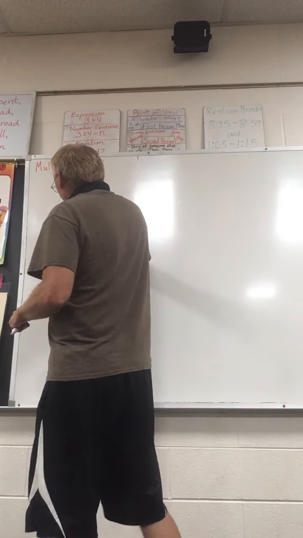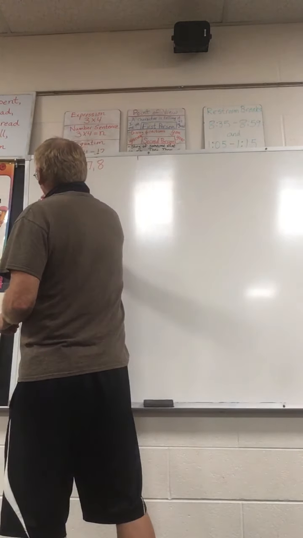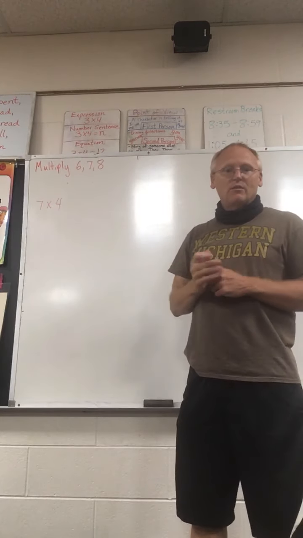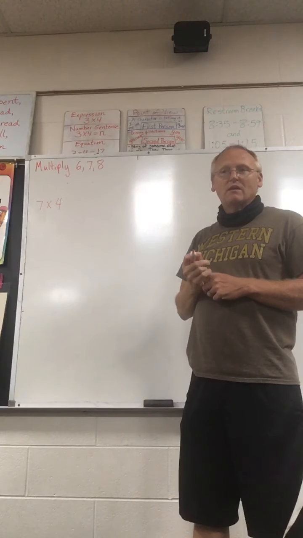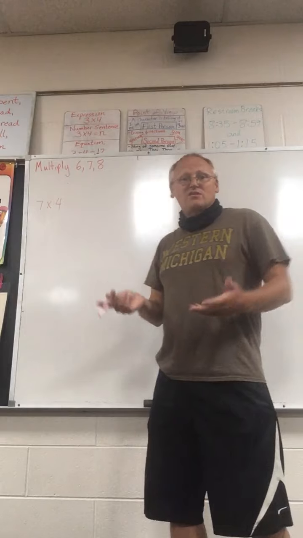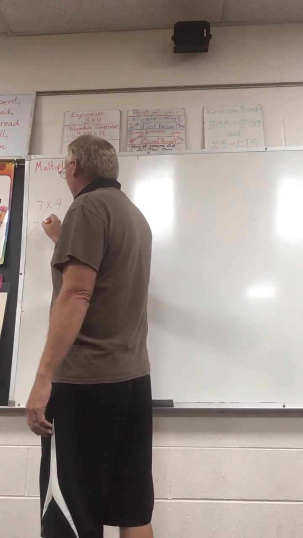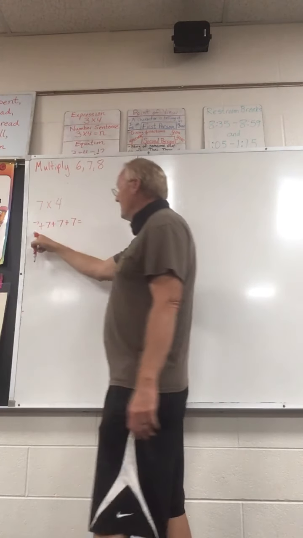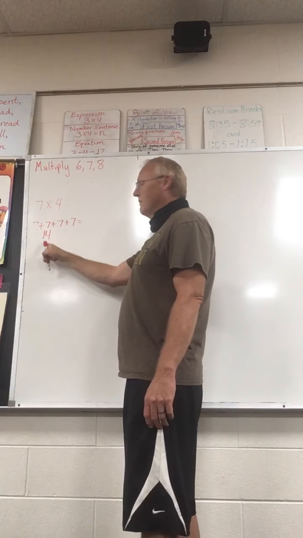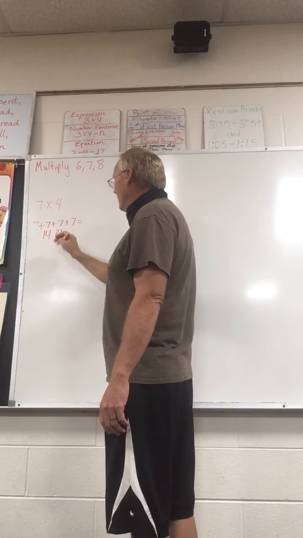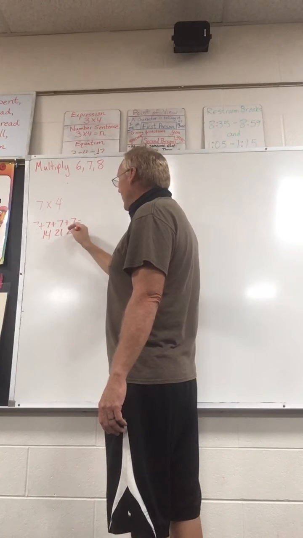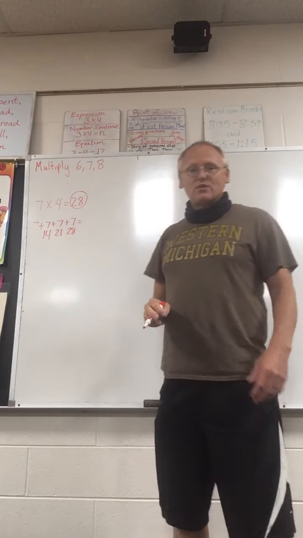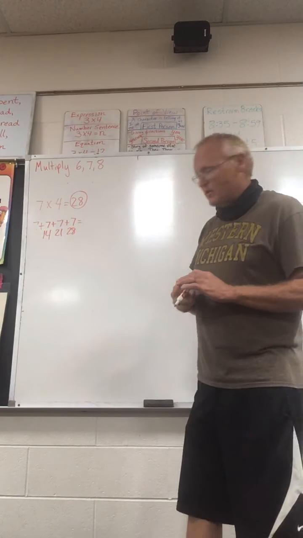Let's try another one. 7 times 4. So here we're going to use repeated addition. So we can do 4 7s or 7 4s. Let's just do 4 7s. 7 plus 7 plus 7 plus 7. Okay, 7 plus 7 is 14. 14 plus another 7 is 21. 21 plus another 7 is 28. Therefore, your product is 28. So those are just some strategies that you can use.